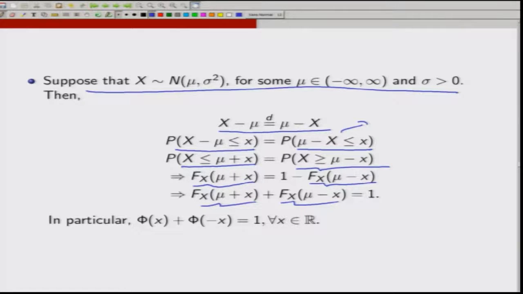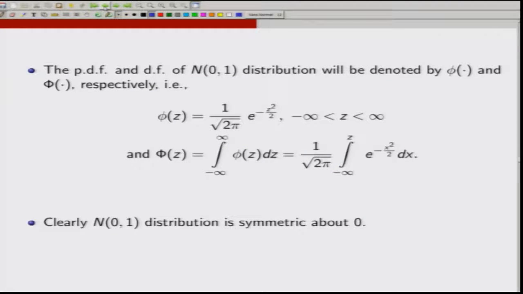In particular, if you have a normal 0-1 distribution whose distribution function suppose is capital phi of x, then capital phi of x plus capital phi of minus x should be 1. So before this, let me just introduce the PDF and distribution function of normal 0-1.